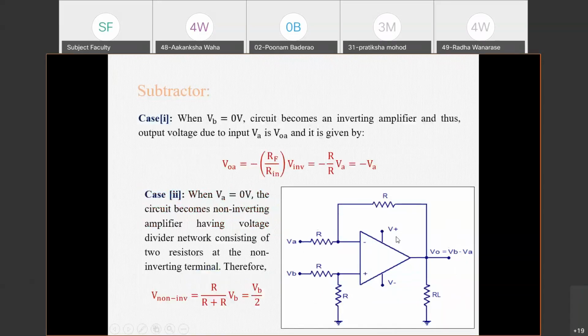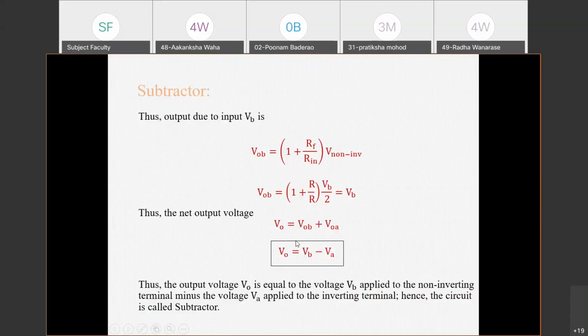In the same way, we have analyzed this. In case number 1, we have kept VB to 0, so this circuit becomes an inverting amplifier, and we got VOA, that is the output voltage due to input VA, as minus VA. In the second case, we have made VA equal to 0, and hence our circuit becomes a non-inverting amplifier, and with the help of some mathematical manipulation, we found that VOB is equal to VB.